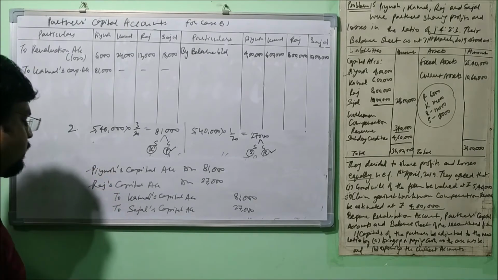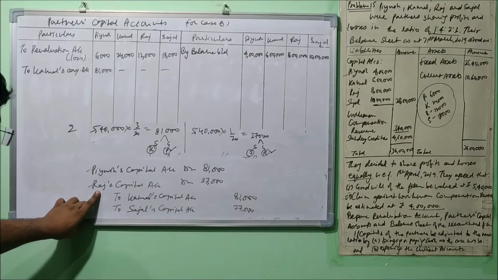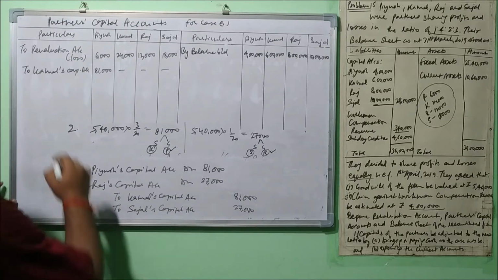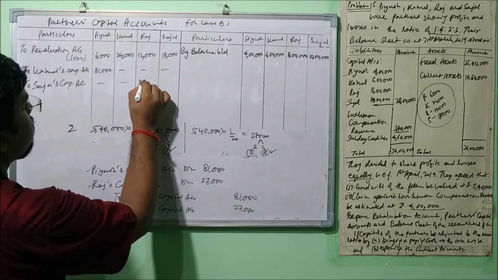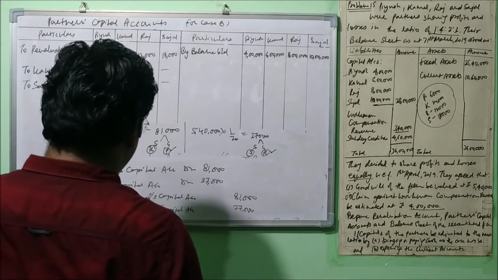Okay. Now Piyush is done. Now let's talk about Raj. Raj is having the relationship with Sajal here. So in Raj's capital column, the amount will be mentioned by the name of Sajal's capital. Okay, Raj's column, 27,000. Understood the point? Similarly, now let's talk about Kamal.